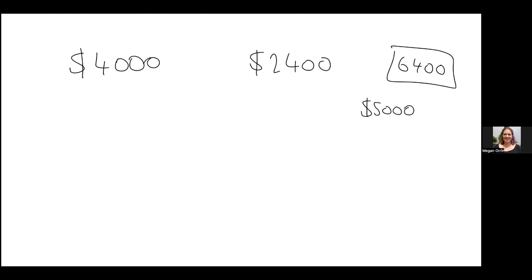I don't think he did. I think he lost more money than that. But what I'm going to say is how much money did he lose overall? This is how much he spent on it, and this is how much he sold it for. So he lost $1,400. That's not great, is it?